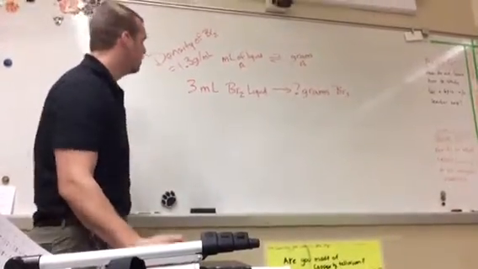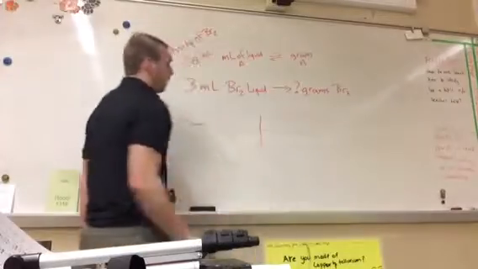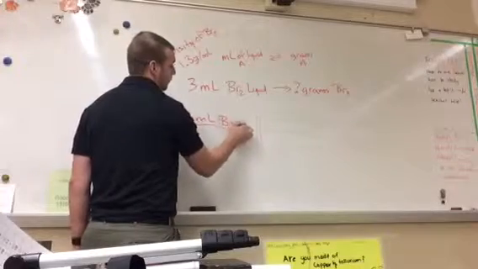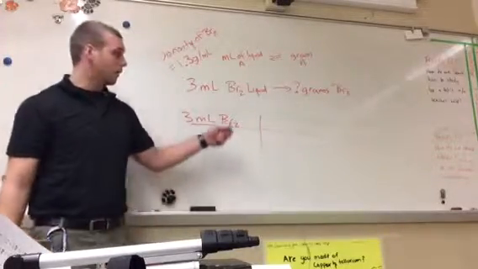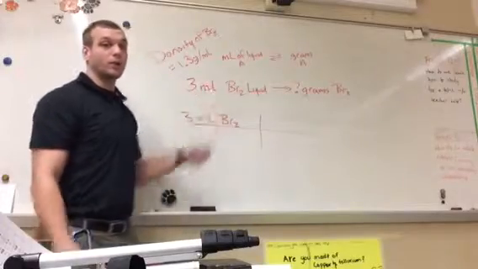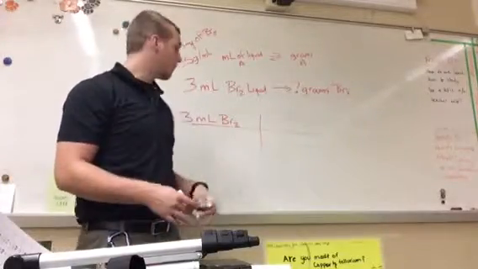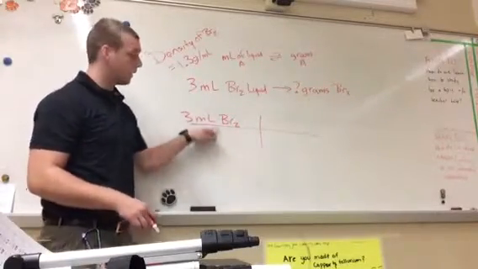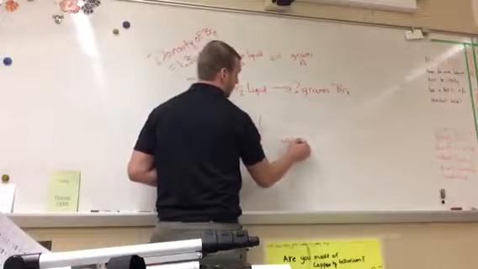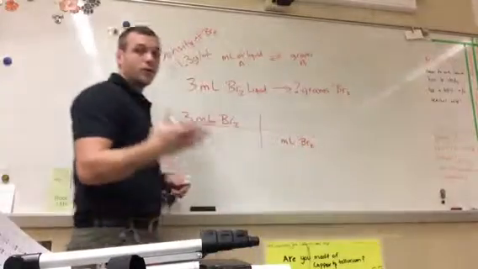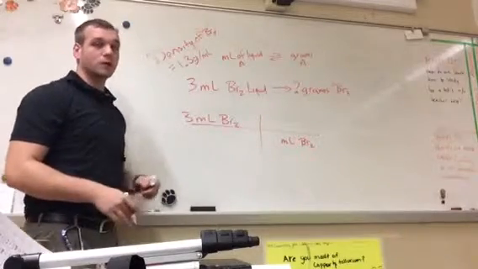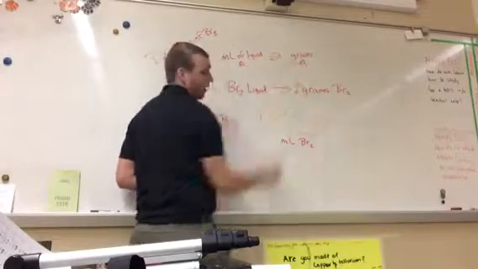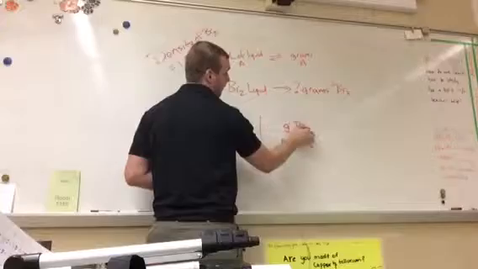So, let's go ahead and do our T. What we start with goes in the top left. 3 milliliters of bromine. You don't need to write liquid. I just wrote liquid here to make sure that you knew, hey, it's a liquid and we're not doing the gas conversion. So, 3 milliliters of bromine. Bottom right, I get rid of it. Once again, only your units go, not your number. What you're looking for goes in the top right. So in this case, I'm going from milliliters of a liquid to grams of bromine.